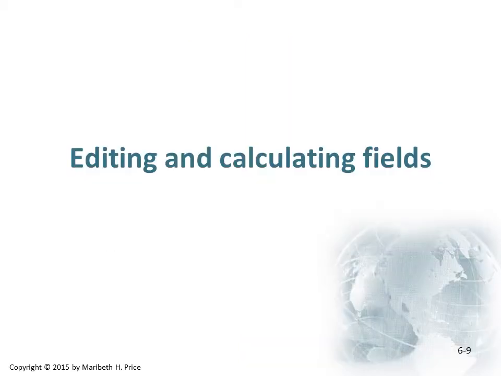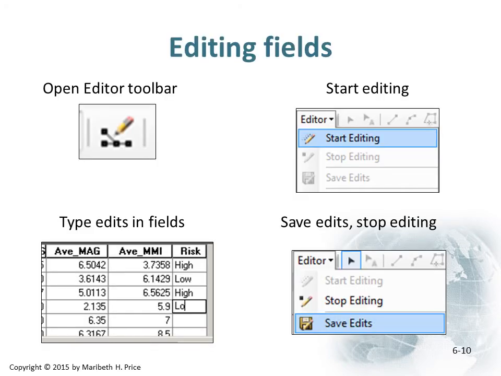Editing and calculating fields is another important thing we do when using attribute data. First thing you always have to do is make sure that you have your extensions turned on for editing and your edit toolbar turned on as well. And then you're going to make sure that the toolbar is open, and then you're going to start editing by clicking on editor and then start editing.